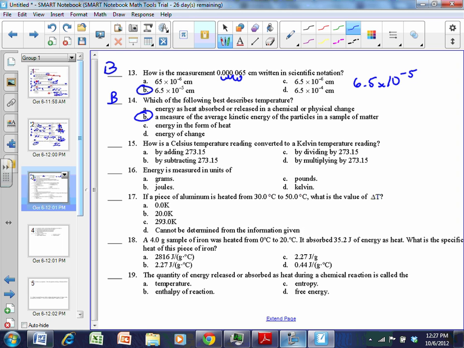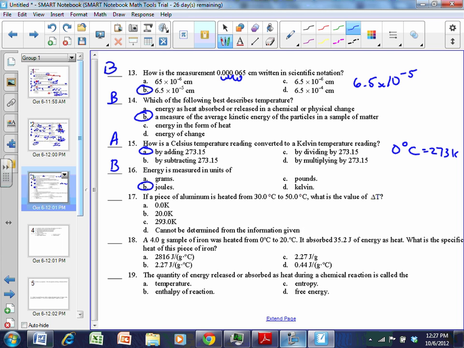How is a Celsius temperature reading converted to a Kelvin? You just add 273.15. Just remember, 0 degrees C is equal to 273 Kelvin. How do you get from one to the other? Add 273. Remember, there's no negatives on the Kelvin scale. Energy is measured in units of joules. Mass is grams, pounds is a force, and Kelvin is a temperature.